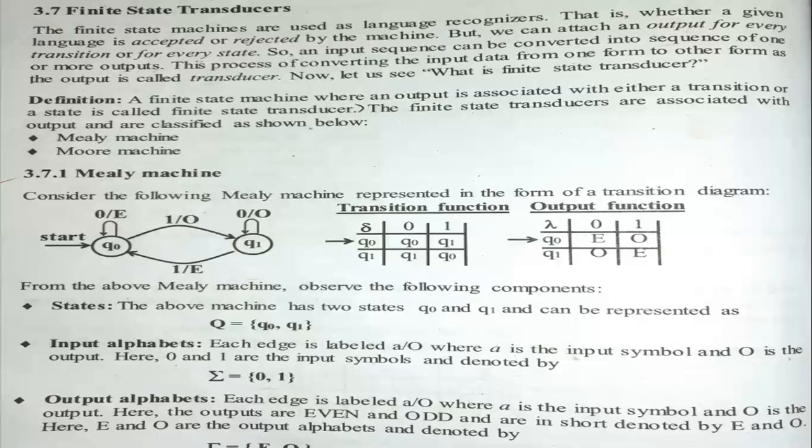We don't have a separate logic. How we design a DFA, we do the same thing. In the question, they mention the set of output representation that we need to set. That's it, we need not go for a separate logic. Finite state transducers are associated with output and are classified as shown below. The first one we call a Mealy machine and the second one a Moore machine. Now first we'll discuss the Mealy machine.